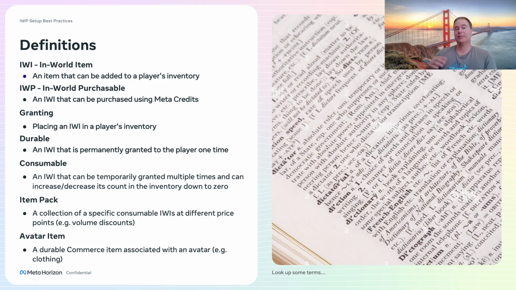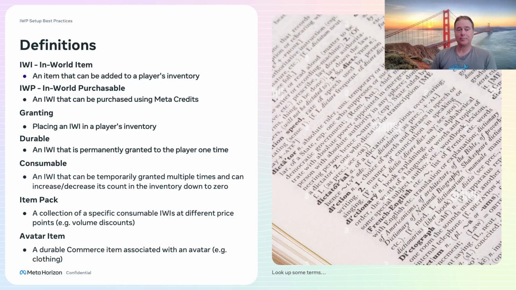A consumable is an item that can be temporarily granted multiple times and can have an item count associated with it in the player's inventory. So it can go up and down. These could be like health potions, or it could be currency, coins, or something like that. It can go all the way down to 0, in which case it disappears from the inventory, or it can go up to any value.